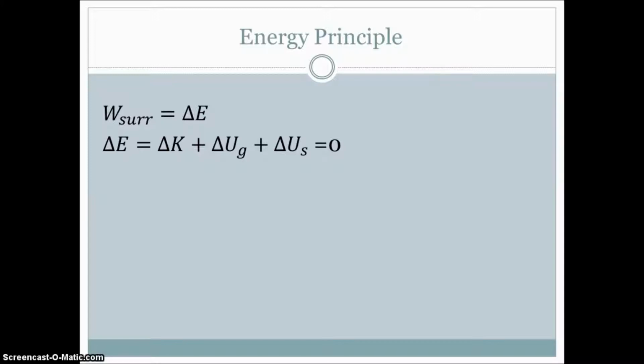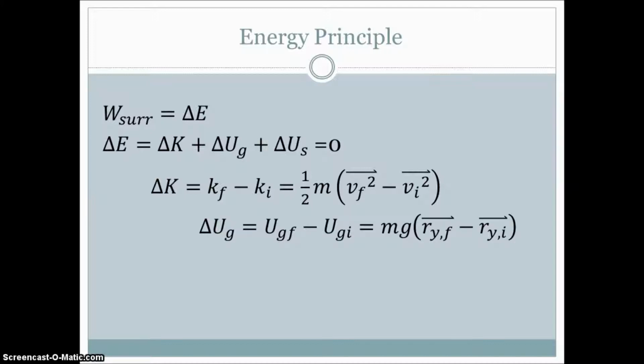Change in kinetic energy K equals final K minus initial K, where K equals 1/2 mass times velocity squared. Similarly, change in gravitational potential energy UG equals final UG minus initial UG, where UG equals mass times Earth's gravitational constant g times the vertical y position of the mass. Lastly, change in spring potential energy US equals final US minus initial US, where US equals 1/2 times the spring stiffness k times the stretch from relaxed length squared.